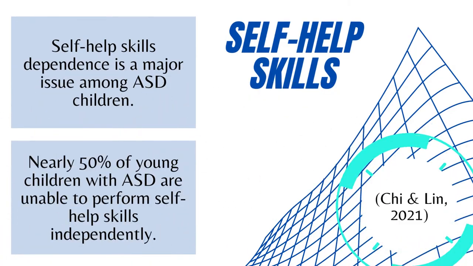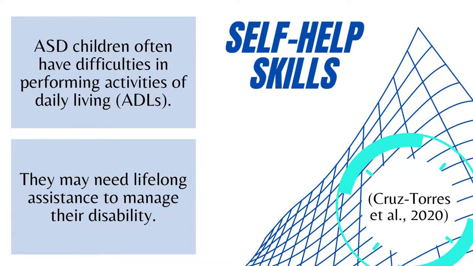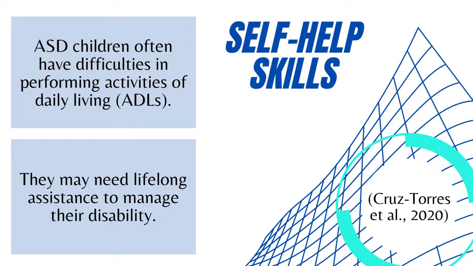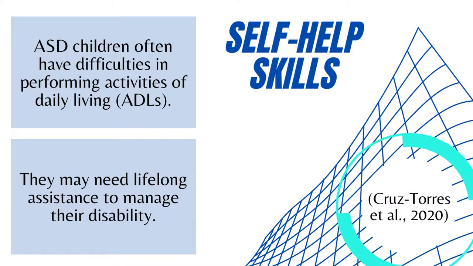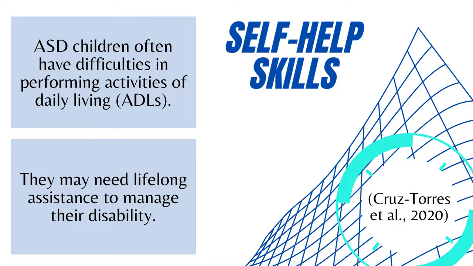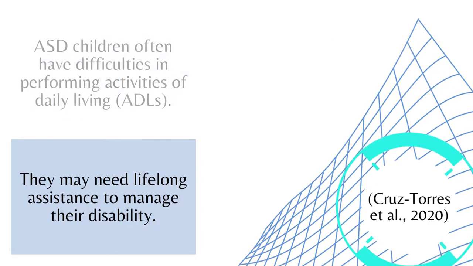Self-help skill dependence is a major issue among ASD children. Nearly 50% of young children with ASD are unable to perform self-help skills independently. ASD children often have difficulties in performing activities of daily living such as toileting, brushing teeth, feeding, doing household chores, and handling money independently. They may need lifelong assistance to manage their disability.